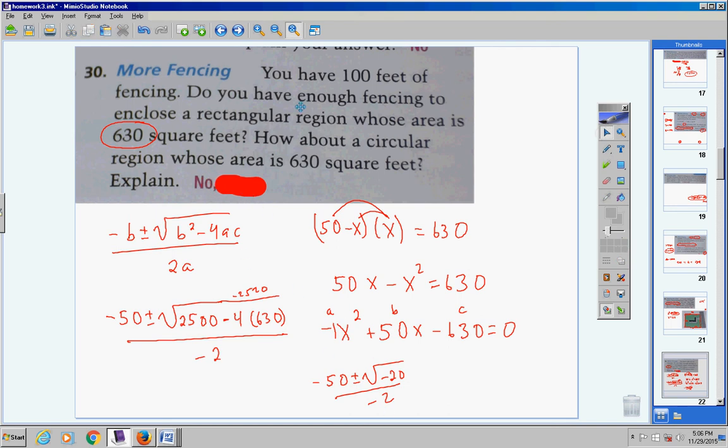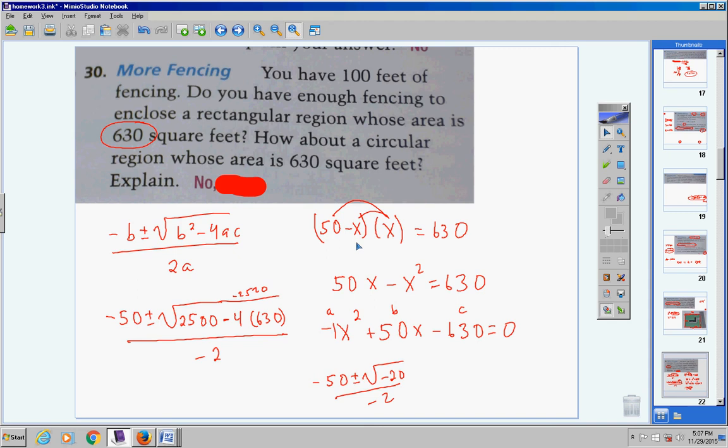You cannot have 100 feet of fencing and have an area of 630. It's impossible. Look, I have a negative number under my radical. That means you cannot solve it. That means there's no x variable that will satisfy this so that you have an area of 630. So no. How do you explain it? Just put the quadratic formula failed, couldn't be used, or negative number under the radical.